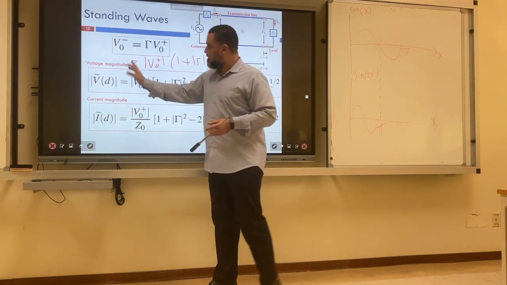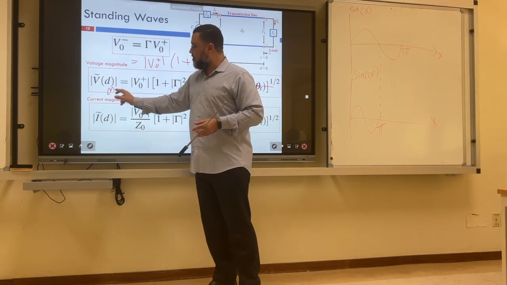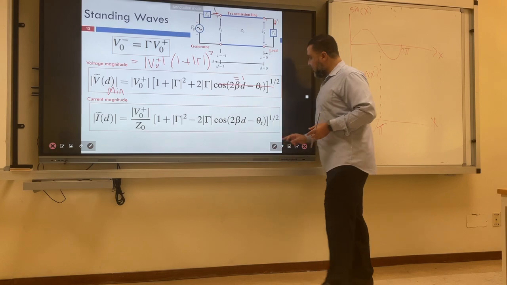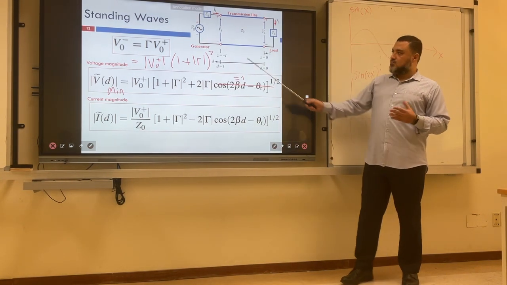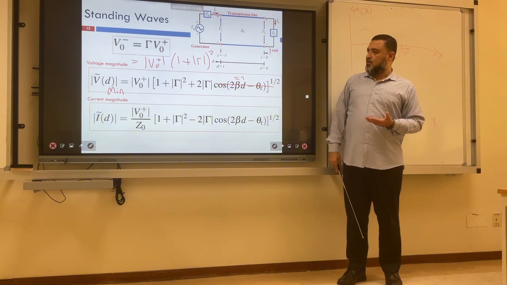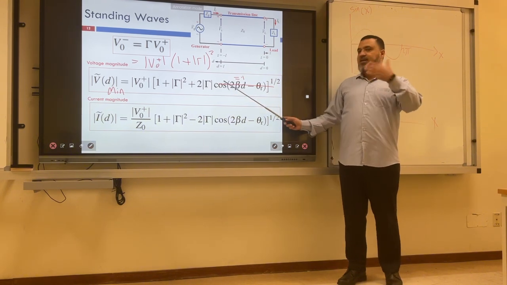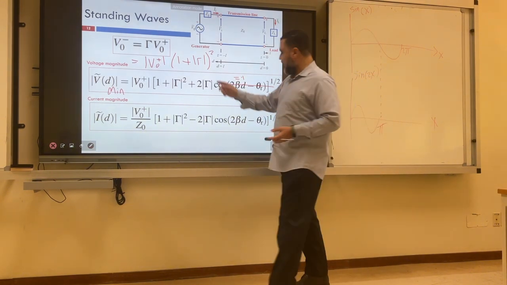This is the maximum voltage. What about the minimum, if I need to find the minimum? Minimum means the whole guy equal to -1. Right? The whole guy is -1. So what's going to change here? The sign. 1 plus x squared minus 2x means you have 1 minus x, right?